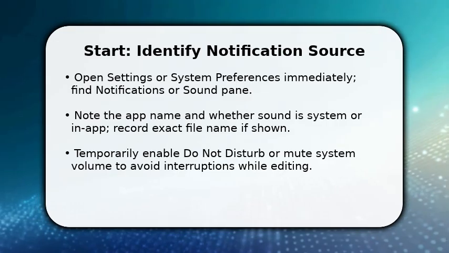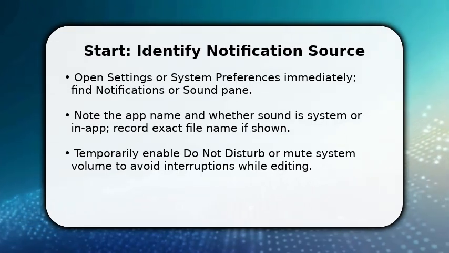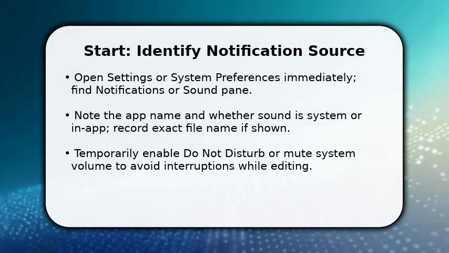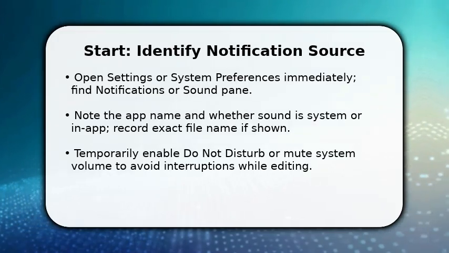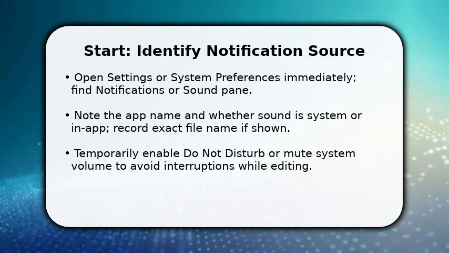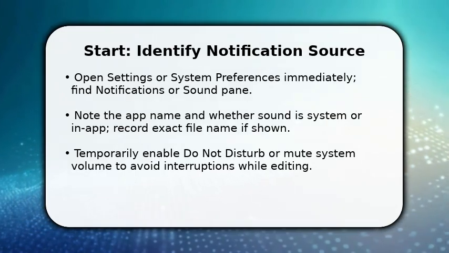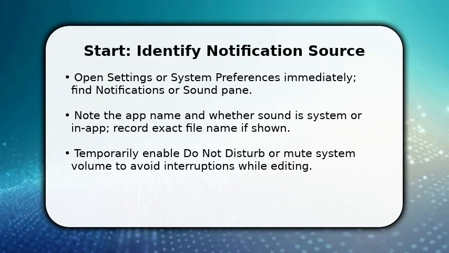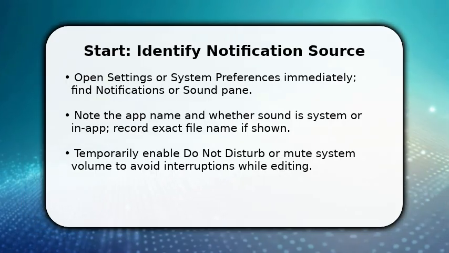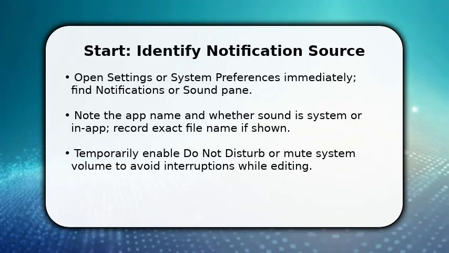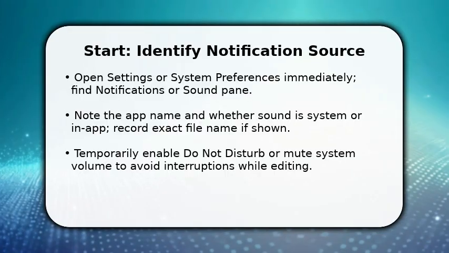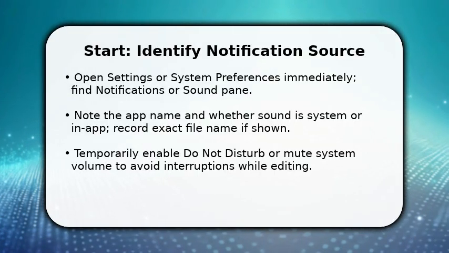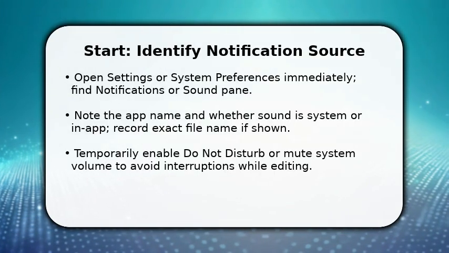Enjoy the video. You start by locating where the noise comes from and why it plays. Open Settings or System Preferences and go to Notifications or Sound right away. Find the app listed and check whether the sound is a system alert or an in-app tone. Once done, press Mute or Enable Do Not Disturb so you can test without repeated interruptions. Make sure to jot down the app name and the exact sound name or file path if the interface displays it. That info directs the next steps.